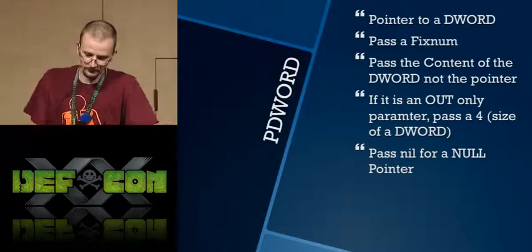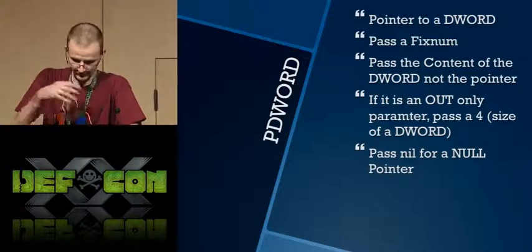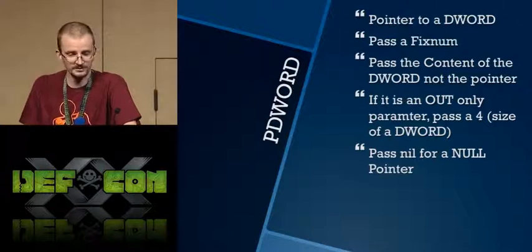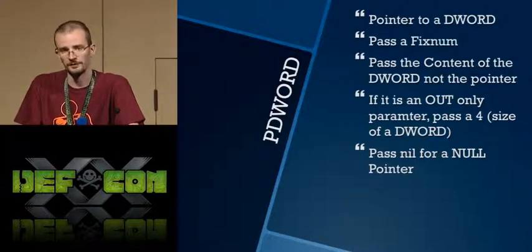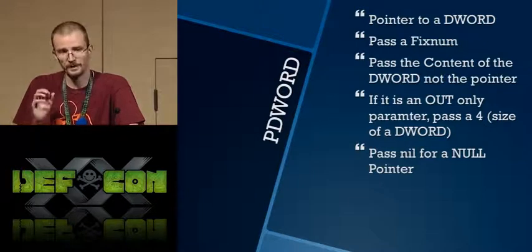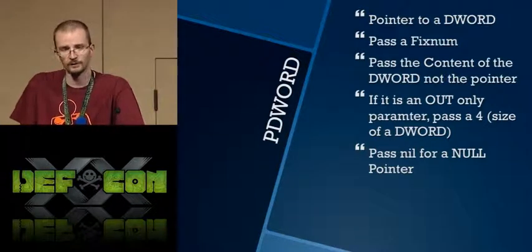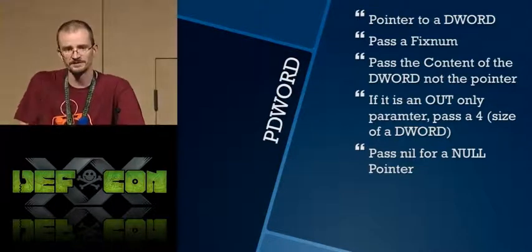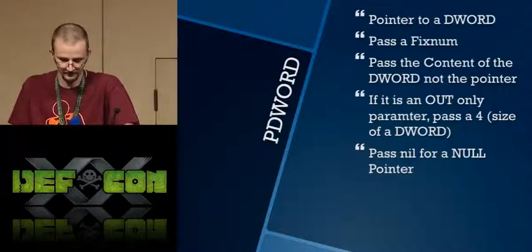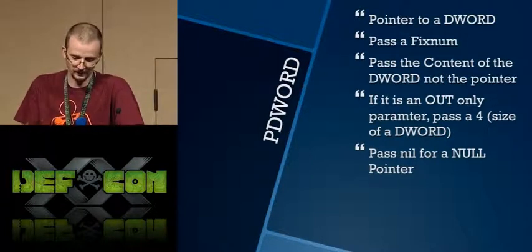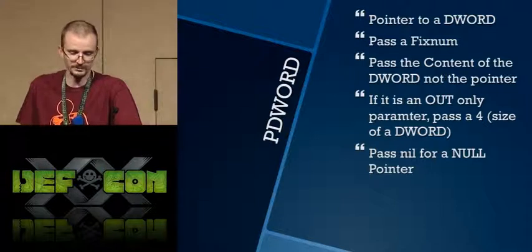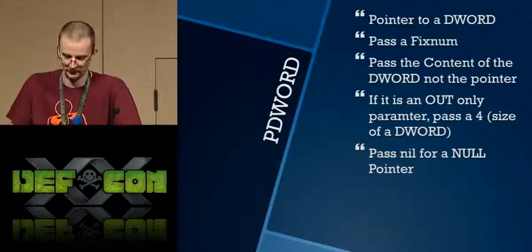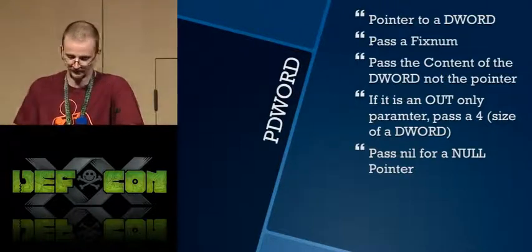We have the PDWORD, which is a pointer to a DWORD. You pass it as a Fixnum in Ruby. When you're passing it into the parameter for the function call, you pass in the content, and Railgun will handle the actual referencing for you on the back end. So you just basically pass in the data and don't worry about the fact that it's a pointer. The only kind of weird thing is if it's an out parameter, then you just pass it a 4, because that's the size of a DWORD, and so it's the size of a pointer. And if you need a null pointer for any reason, you can just pass it nil.